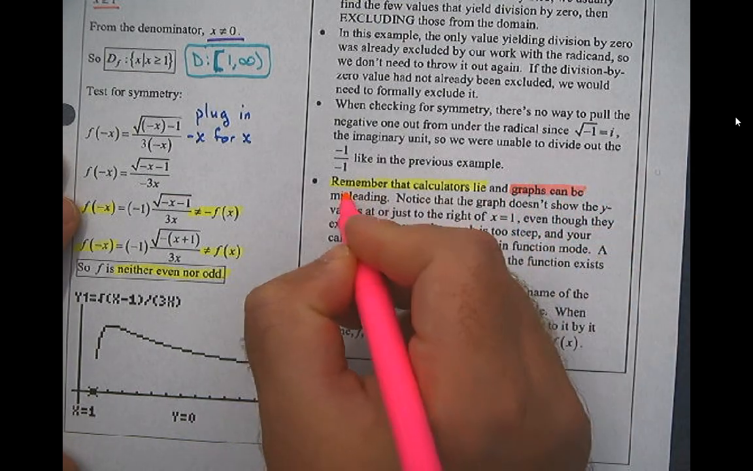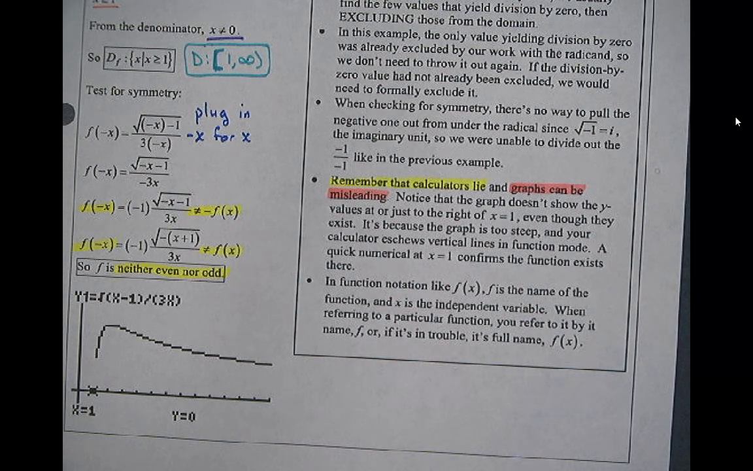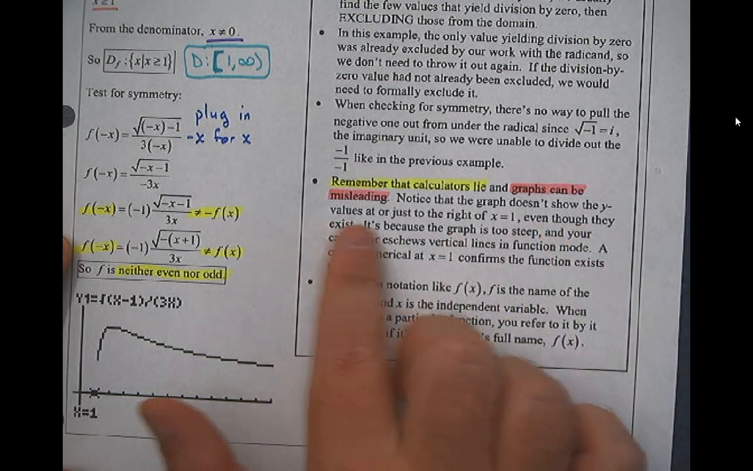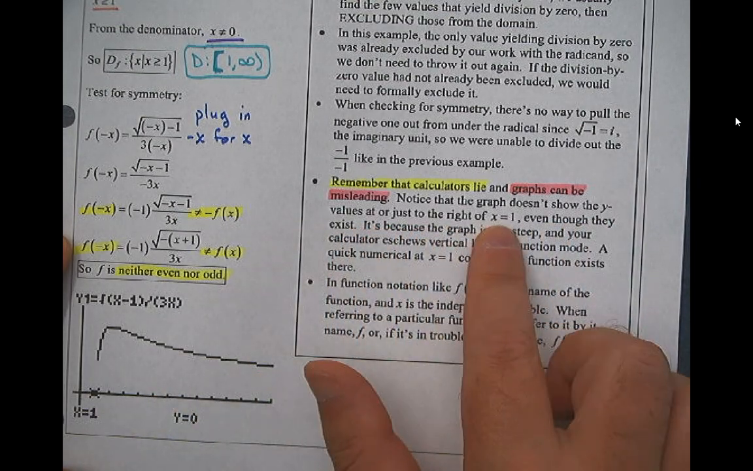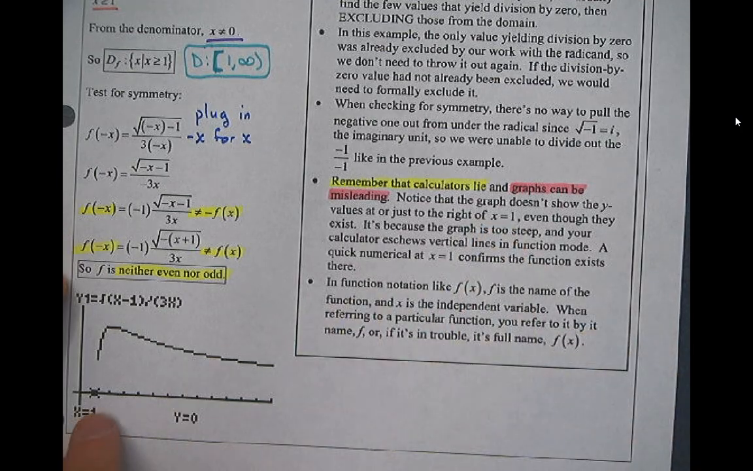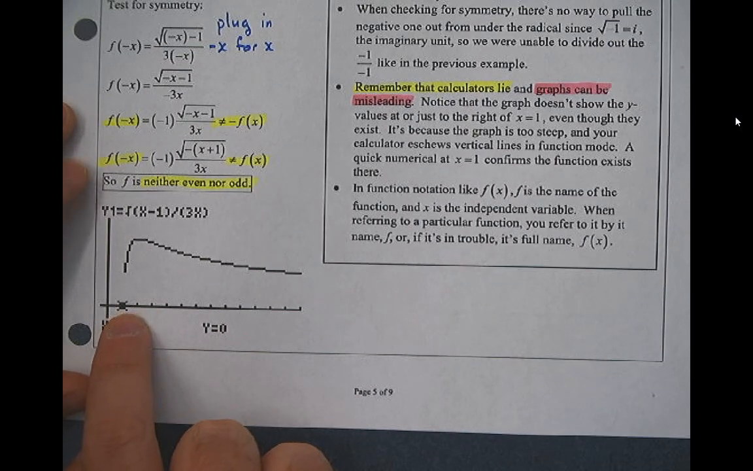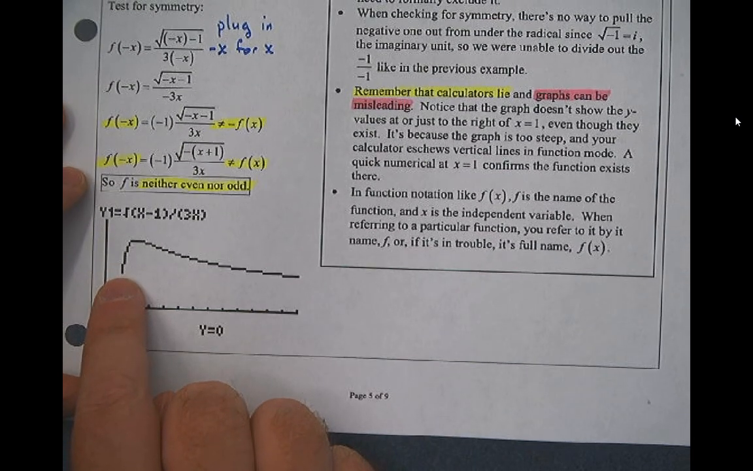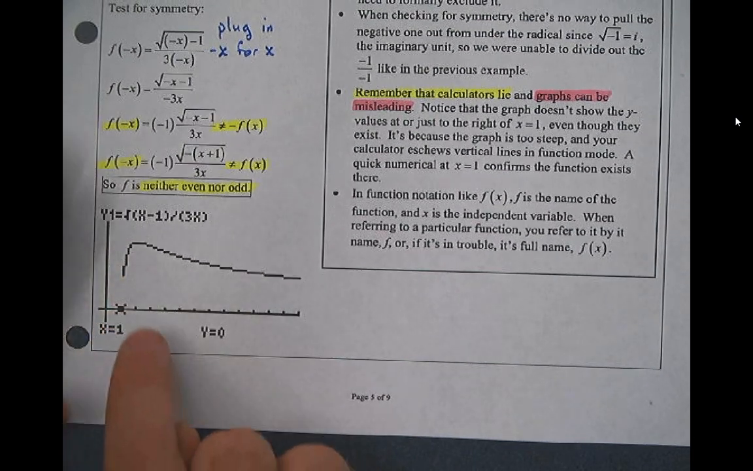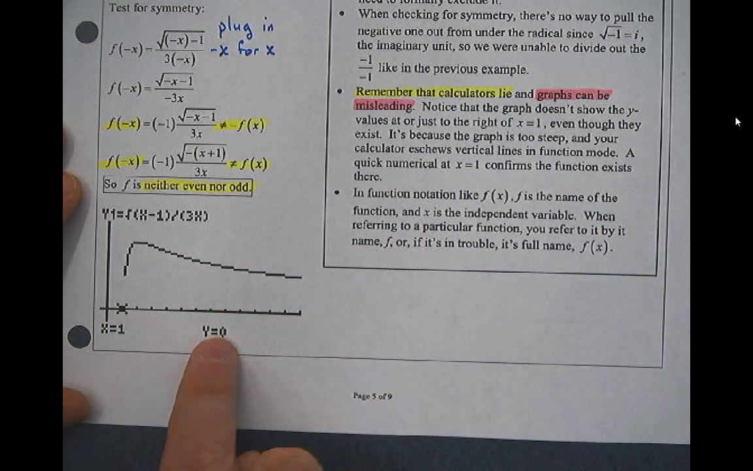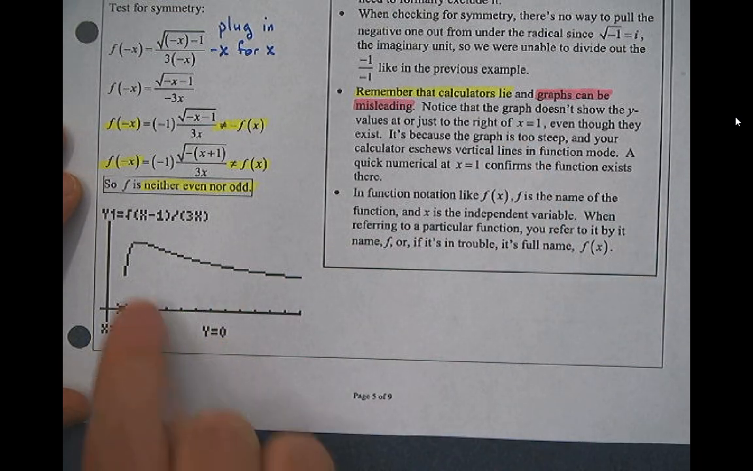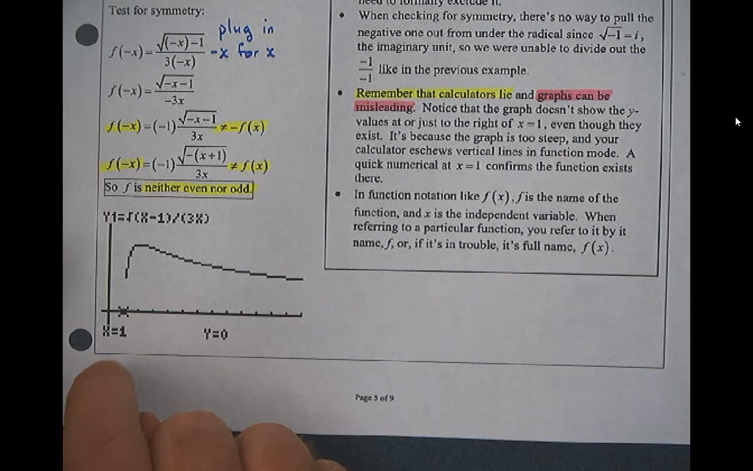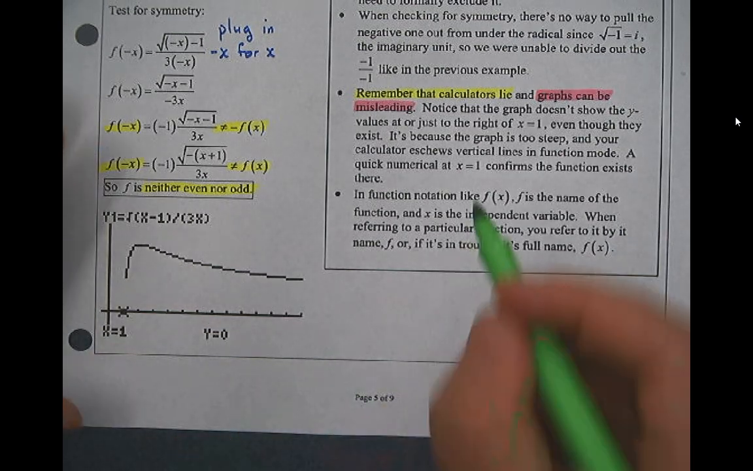That's definitely true. Notice that this graph over here doesn't show the y values at or just to the right of x equals 1. So here's his calculator. He took a screenshot of his calculator, and on his calculator it just magically stopped there. But when he plugged in x equals 1, he got an answer. He got x equals 1 is equal to 0, even though our graph didn't go there. That's because our graph is too steep.